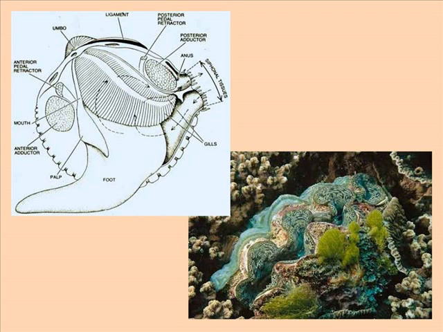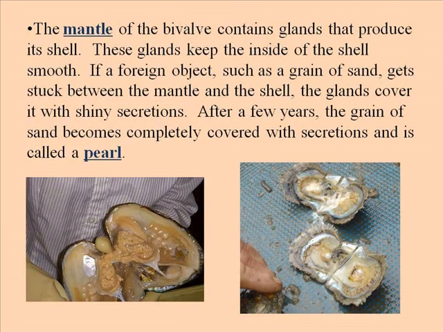These can get quite large. The picture definitely does not do it justice. The mantle of your bivalves actually contains a gland that will give off a material that hardens into a shell. Now, with these guys, they also can get a foreign object inside, like a grain of sand. And if you have ever been to the beach and gotten a piece of sand in your eye, you know how uncomfortable it is.